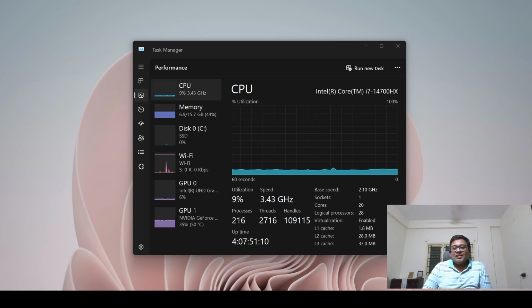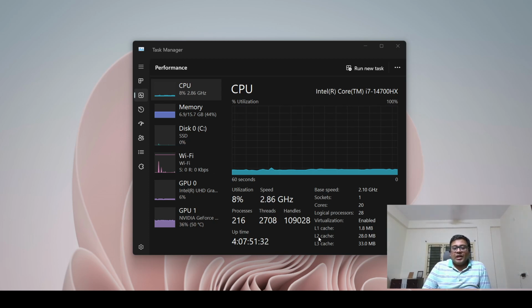Now virtualization: if you have come across Hyper-V, where you run virtual machines on the same machine, or other software that supports virtual machines, if this is enabled, it indicates that that kind of support is there. You can do virtualization on this particular machine right now, right?